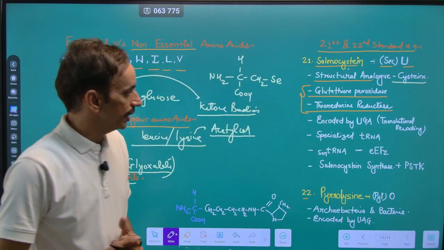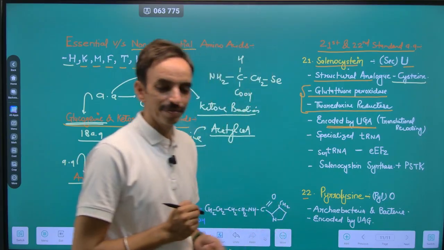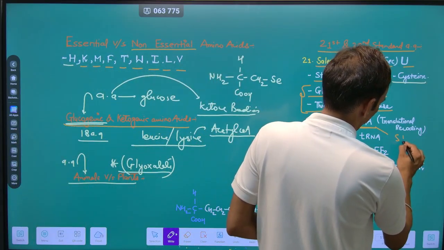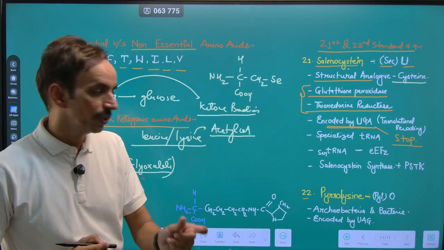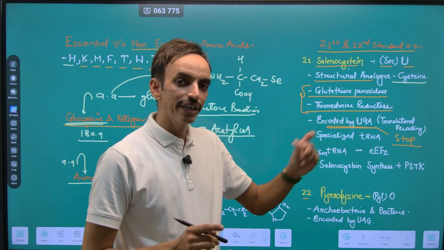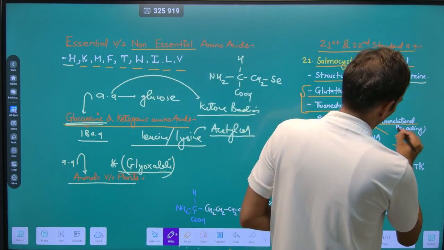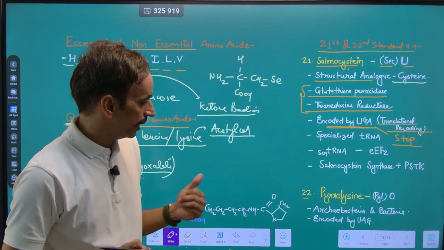This selenocysteine is encoded by the codon UGA. This UGA generally acts as a stop codon. But for selenocysteine, the codon is UGA. It can code for selenocysteine through a process which is known as translational recoding. कैसे होती है बात करते हैं इसके बारे में.